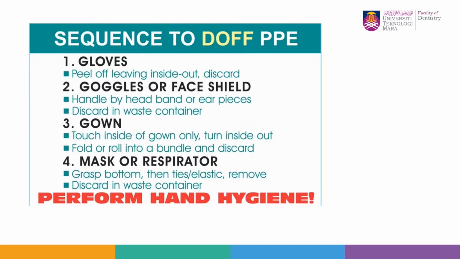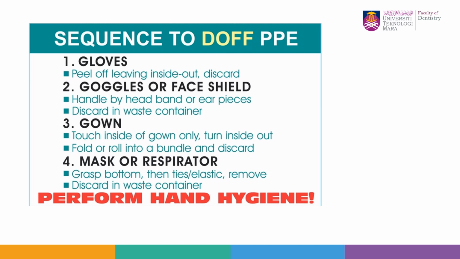Now look at the sequence of doffing the PPE. First, you need to peel off, leaving inside out, and scrub your gloves, and then remove your goggles, then your gown, and lastly your mask or respirator.